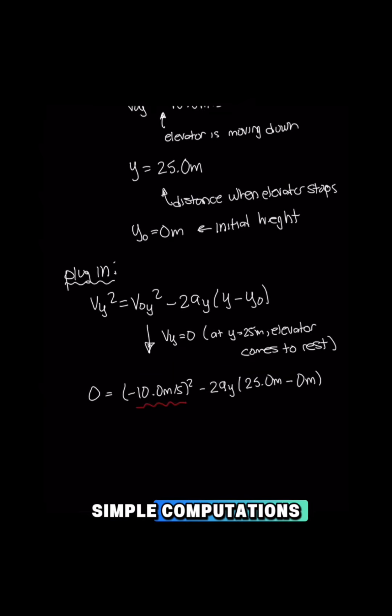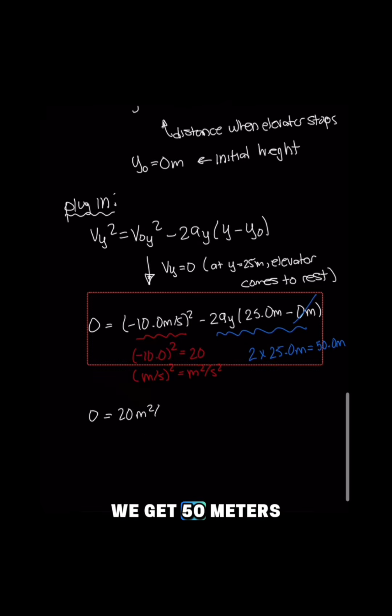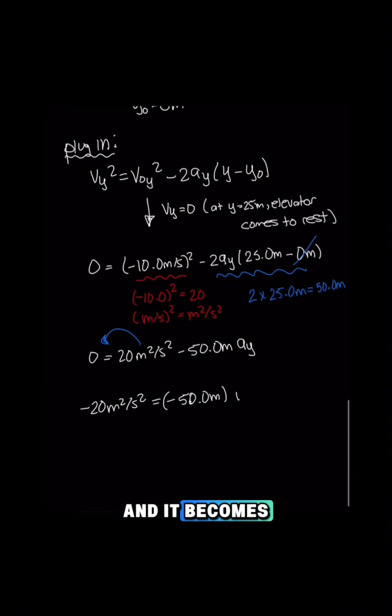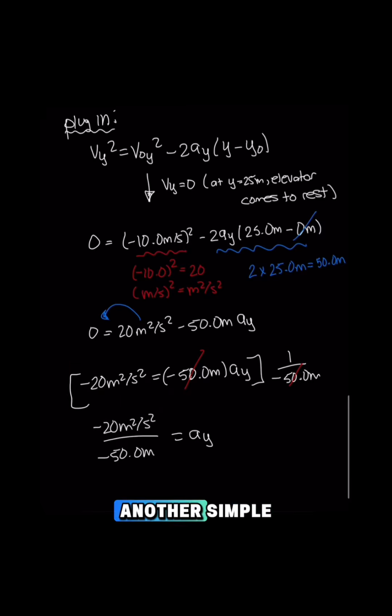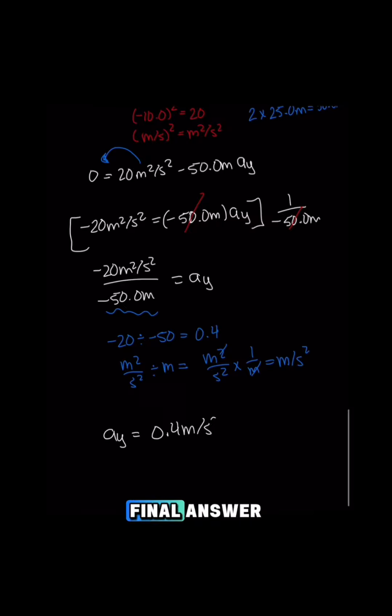With simple computations, we can compute the left term here, which is negative 10 squared, which is 100, then meters per second squared is meters squared per second squared. And then we can also compute the right term, which is just 2 times 25 meters, so we get 50 meters. Plug all this in, and then we can bring the 100 meters squared per second squared to the other side, and it becomes negative. And then we can multiply the whole thing by 1 over 50 meters. Another simple division. Make sure to divide the units and divide the amplitudes. We get this for the final answer for the acceleration.